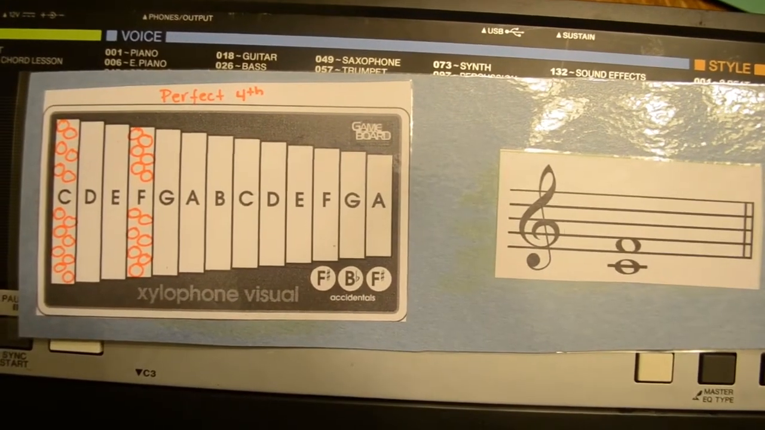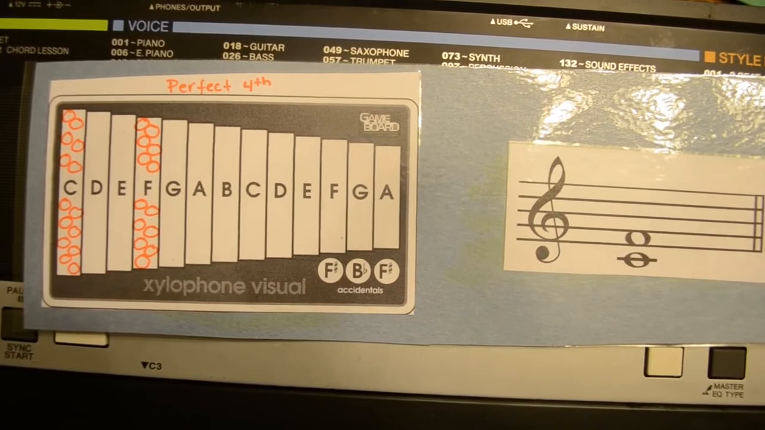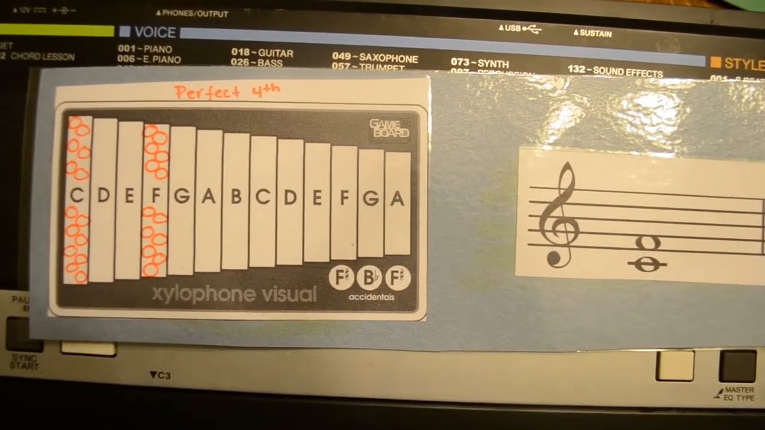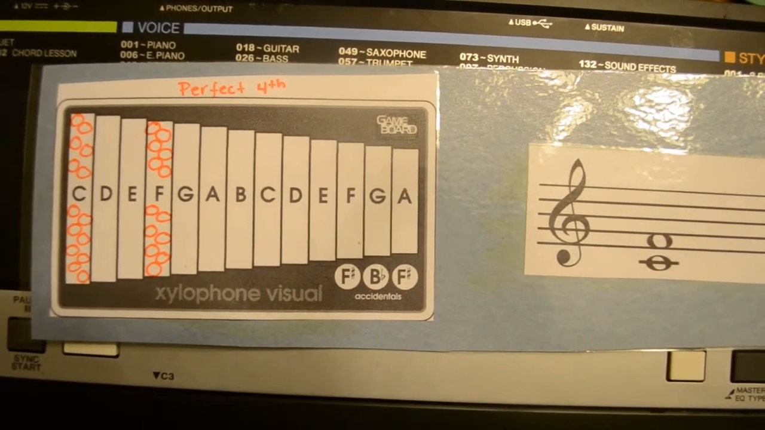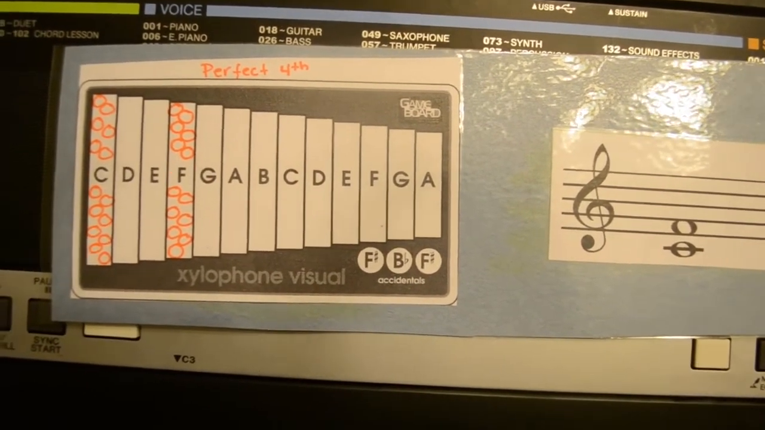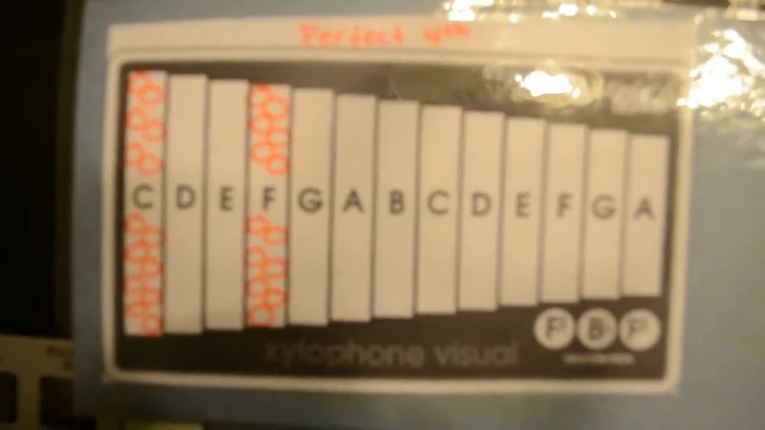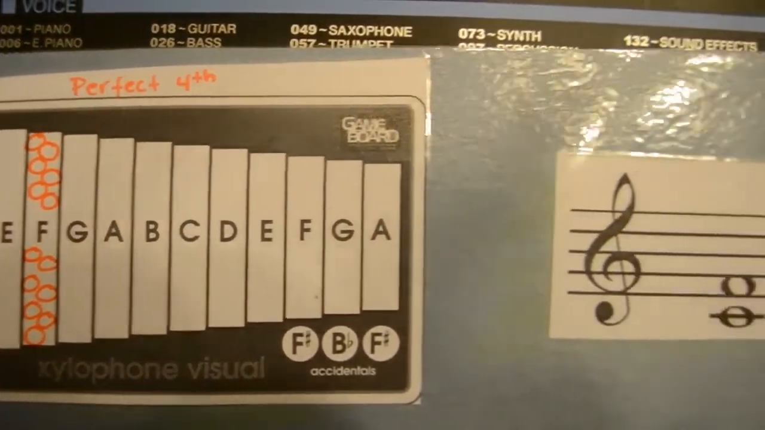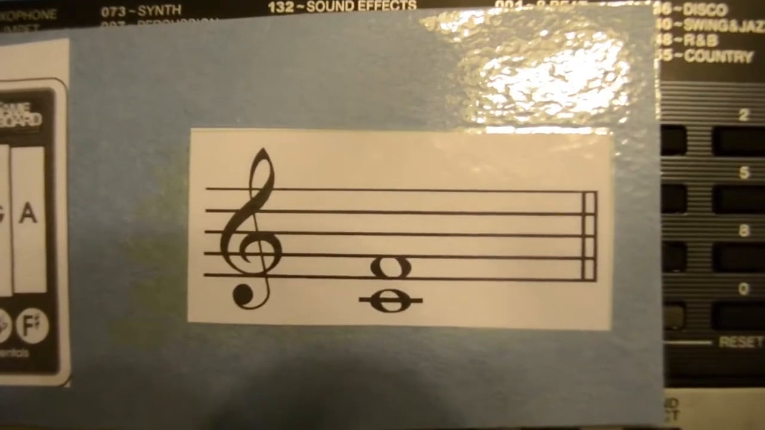Here is the interval of a perfect fourth. Starting again on C, up to D (2), E (3), F (4). These notes are a perfect fourth apart. Closer look at how it looks on the board, and then on the staff.